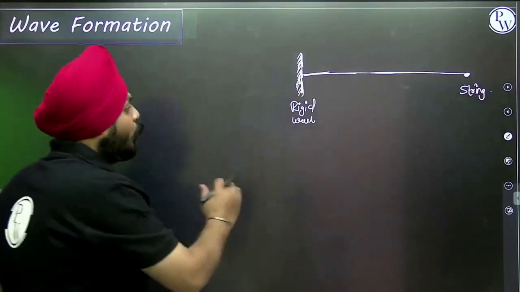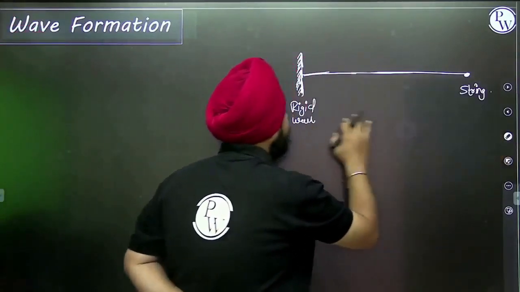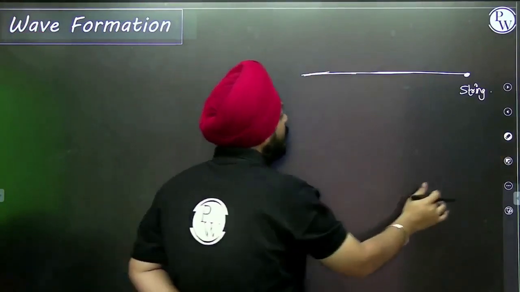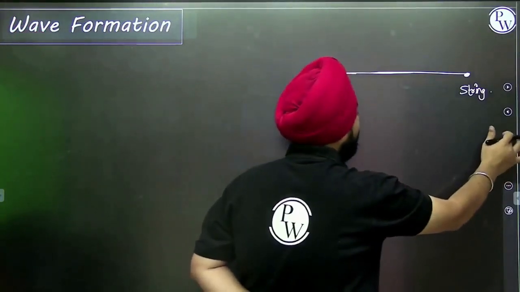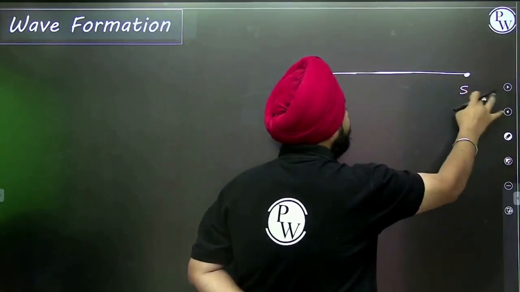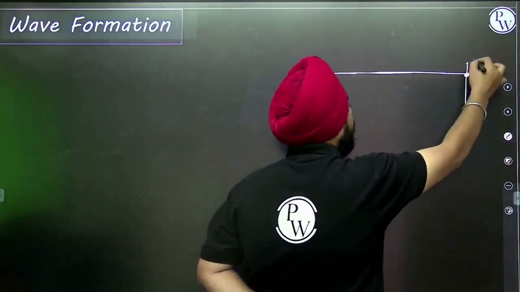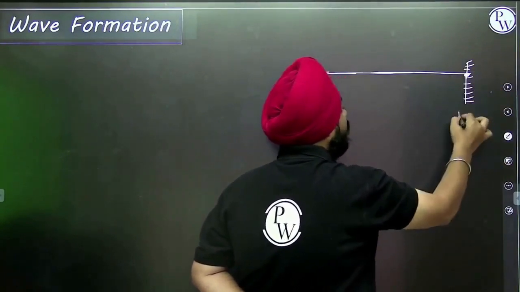If you don't want to consider any rigid wall, it's your call. We are not in between that part. Suppose, let's take another thing. This is a string, and it's attached to a wall. Let's take the rigid wall, or a wall on this side.